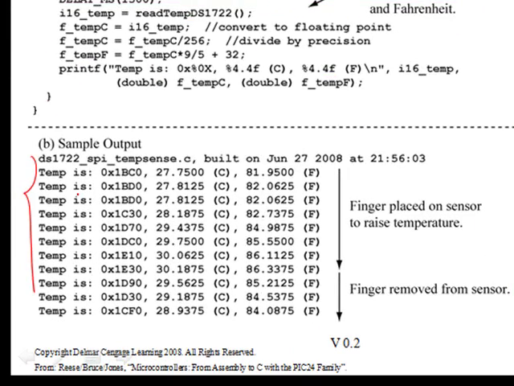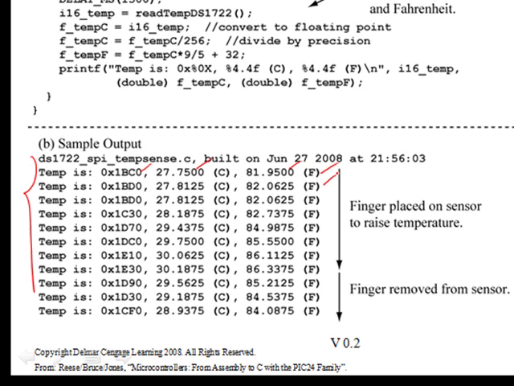This shows some sample output of the program running. This right here is the hex value that's being printed out by our print statement. This is the raw 16-bit value. This guy right here is the Celsius temperature. This right here is the Fahrenheit temperature.